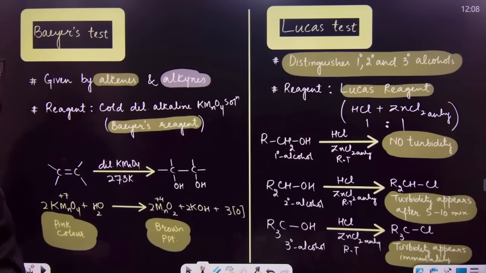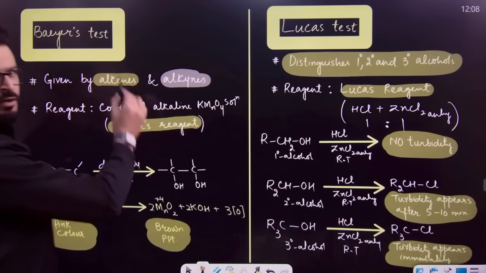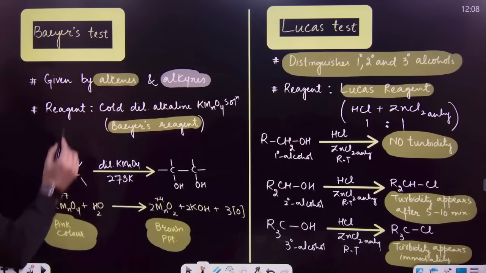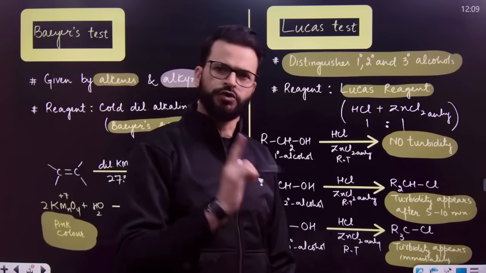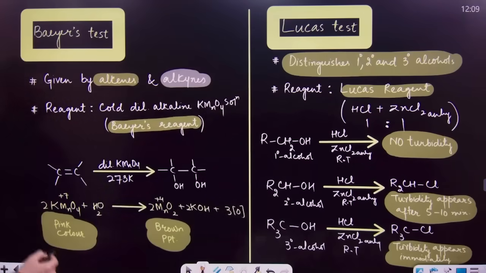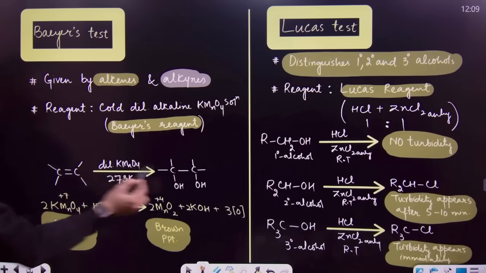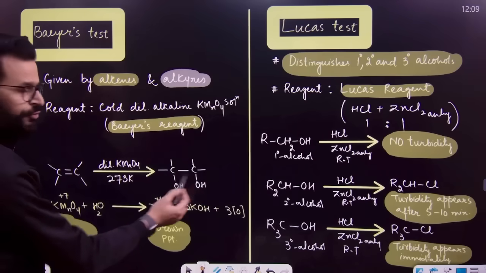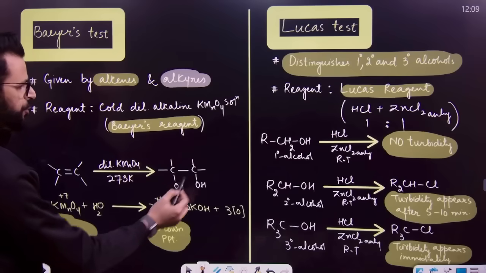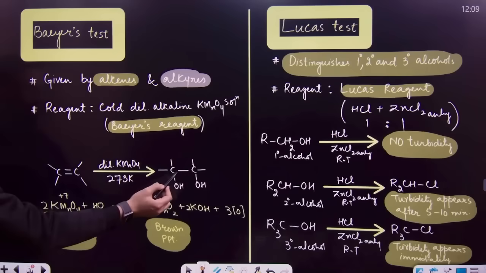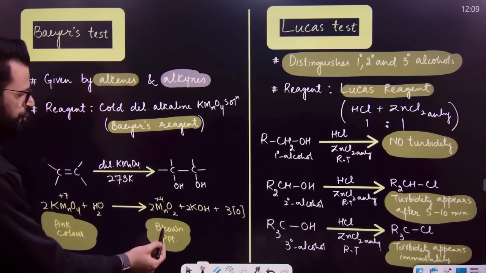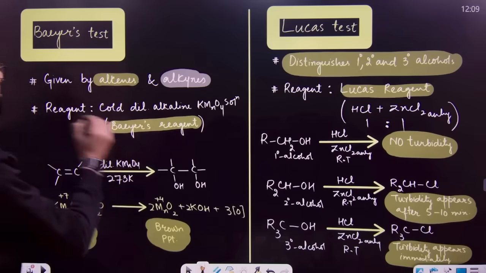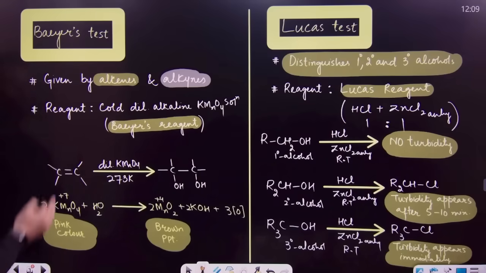After that, we have another test, known as Bayer's test. This Bayer's test is given once again by alkenes and alkynes, and the reagent used here is Bayer's reagent. Bayer's reagent is cold dilute alkaline KMnO4 solution. Here, syn hydroxylation takes place. That means alkene is converted to 1,2-diol, or vicinal glycol. During this reaction, the pink color of KMnO4 changes to a brown precipitate. So this is used as a test for unsaturation under the name Bayer's test.